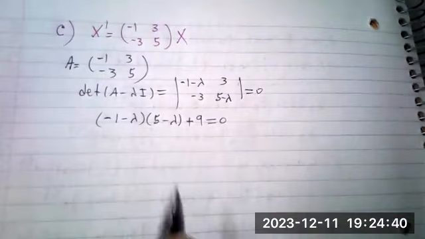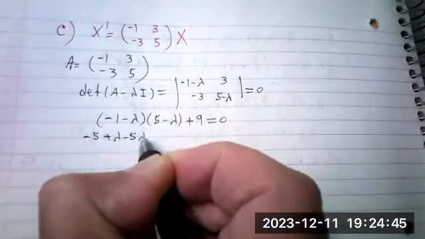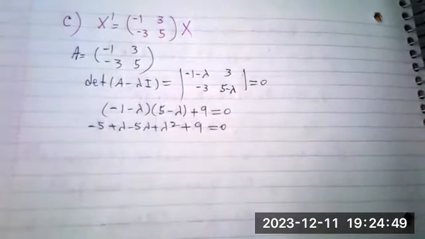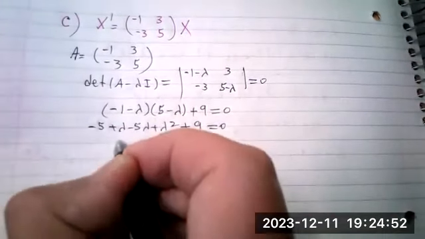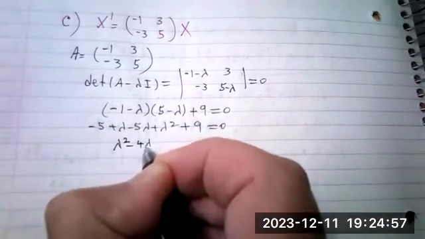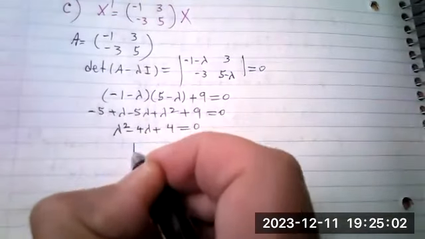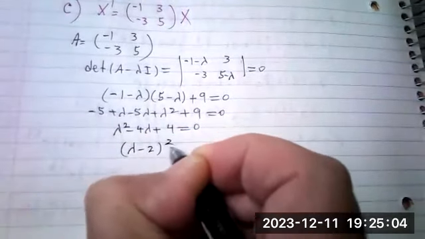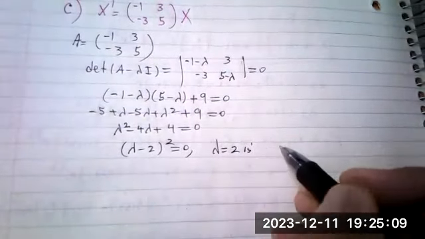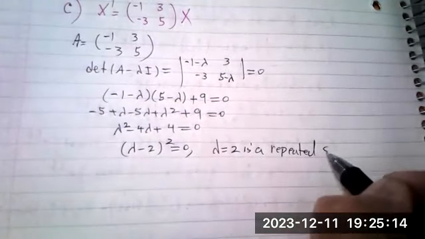That is negative 5 plus lambda minus 5 lambda plus lambda squared, and the positive 9 equal to 0. Combining like terms, lambda squared, 1 lambda minus 5 lambda would be negative 4 lambda, and you have a 4 here. A repeated solution, because that would be lambda minus 2 all squared equal to 0. So lambda equal to 2 is a repeated solution.